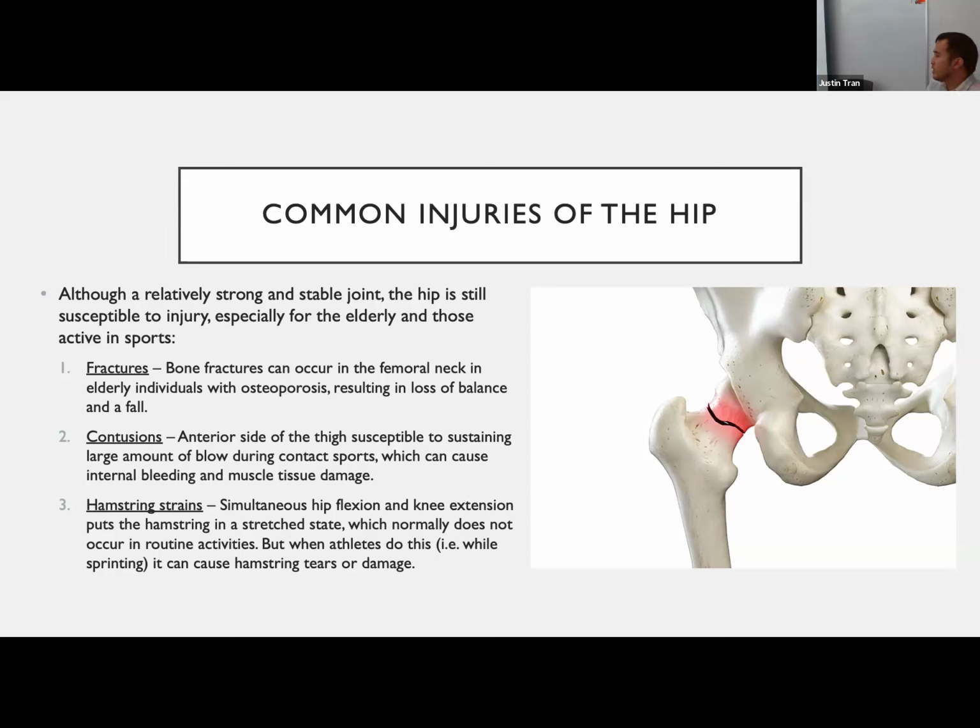Okay, so those are the most common injuries at the hip. But for the most part, you're probably looking at the elderly population having problems with their hip.